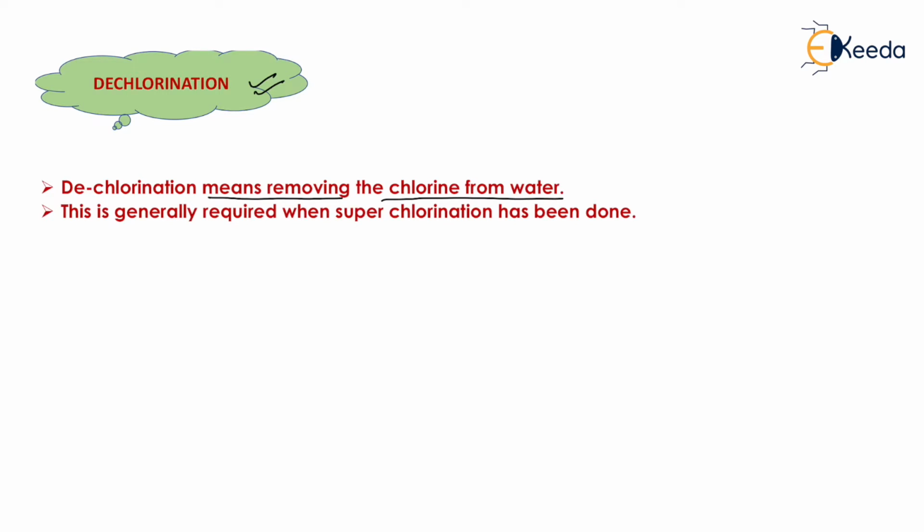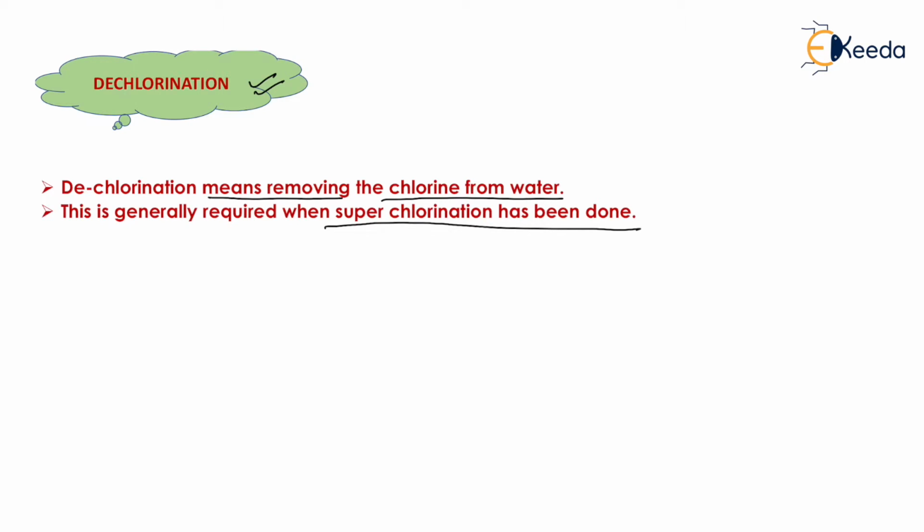If we do superchlorination without any exact dose calculation, then when the condition is stabilized, we need to remove that extra chlorine from the water, for which we need dechlorination, and it is generally required when superchlorination has been done. Clear? That is the dechlorination technique. So we have studied plain chlorination, pre-chlorination, post, double, breakpoint, super and dechlorination.